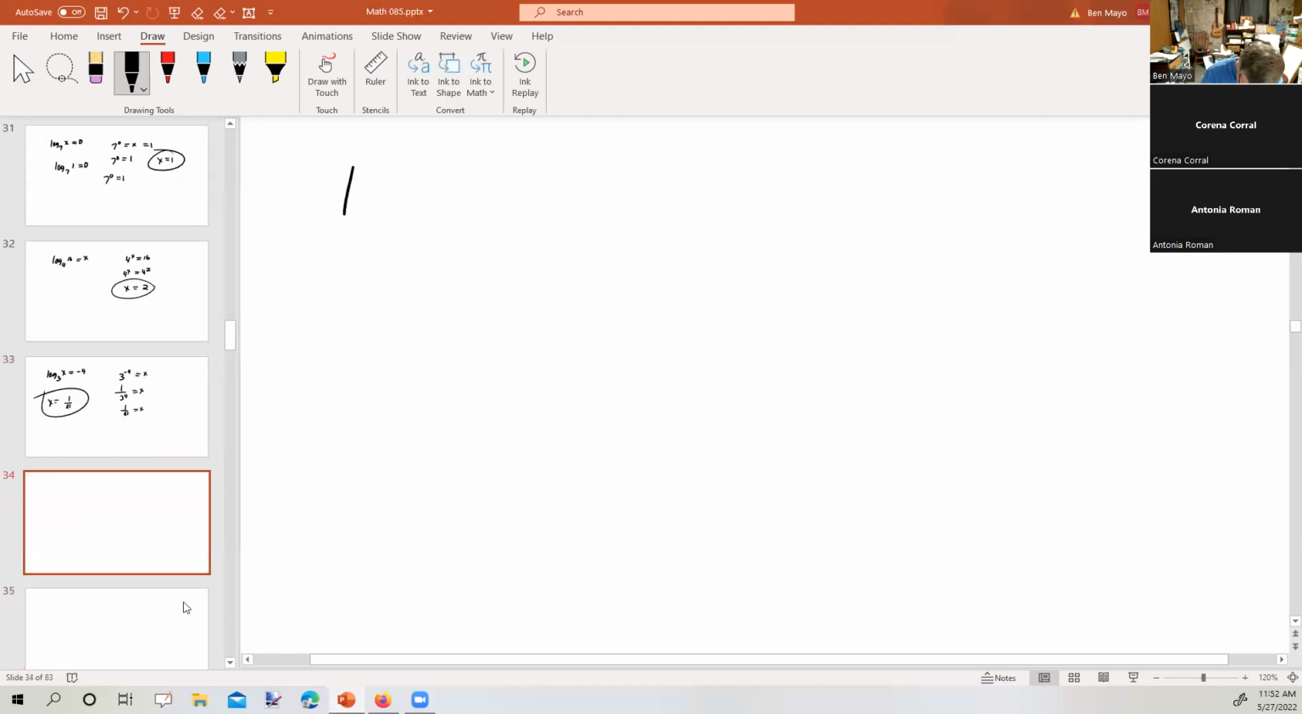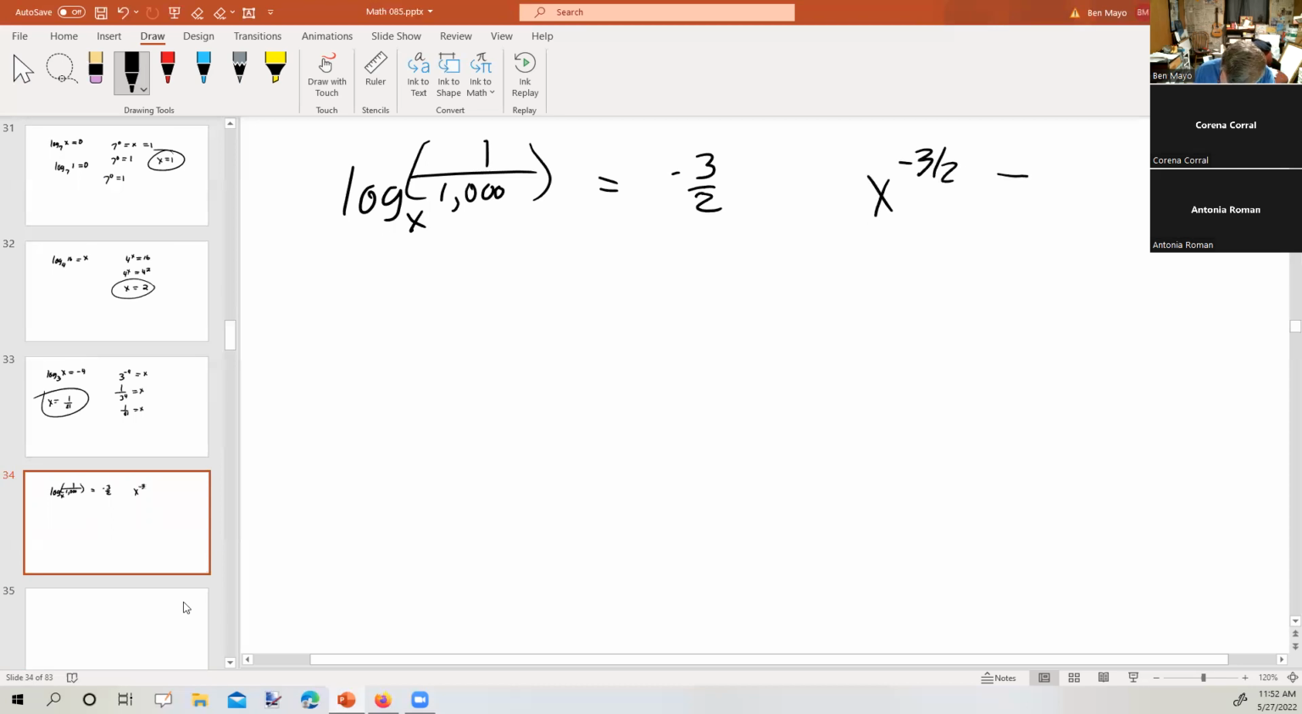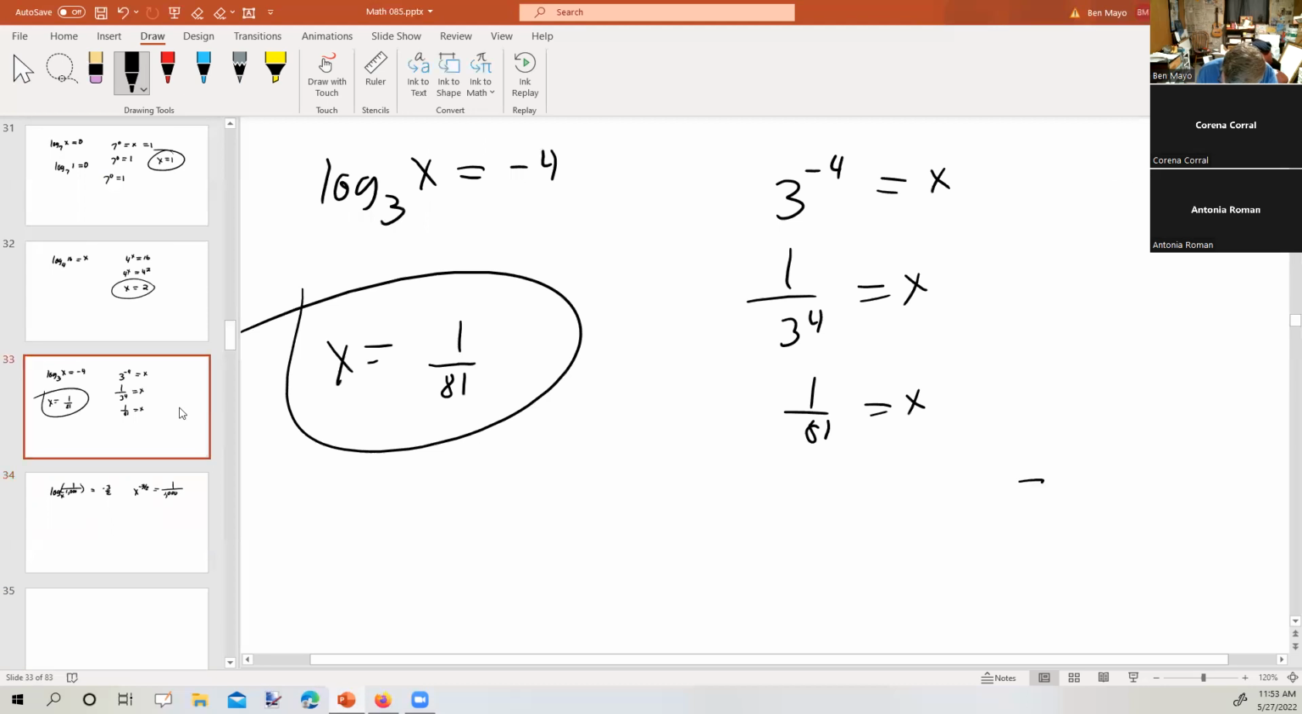Yes. All right. Log base x of 1/1000th equals -3/2. So x to the -3/2 power equals 1 over 1,000. I need to solve for x. When you have a power raised to a power, for instance, let's say I've got 2 cubed to the 4th power, you multiply the exponents, right?